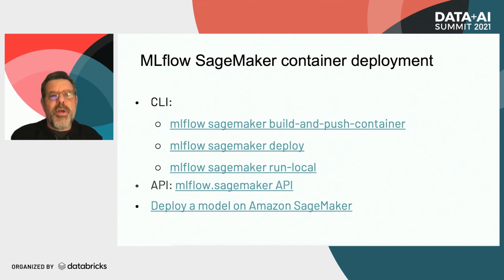So here are just some links on documentation. These are examples in the CLI. You first build a container, and then you can either deploy it to SageMaker, so you'd have to first go into SageMaker, create your endpoint, do all the SageMaker specific stuff, or you can just run it. Run-local runs it on your laptop.